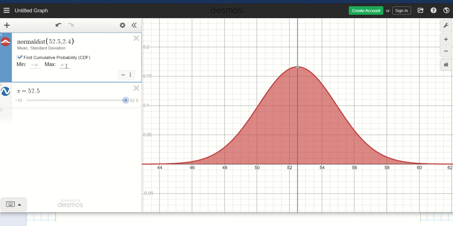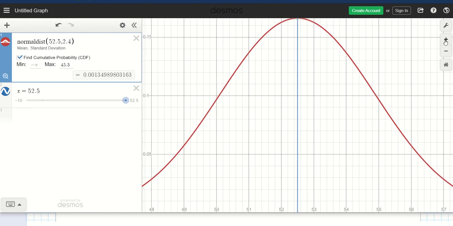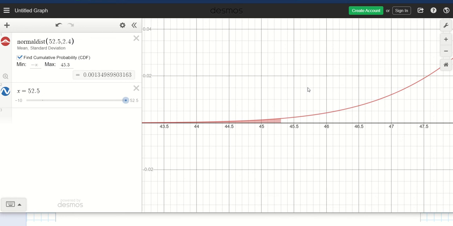Which means that the maximum value has to be 45.3 here in order for this to show us the right area. And as you can see, it's so small, it doesn't really show. You can try to zoom in to see it better, but this area is so tiny, it's hard to see. So this area right here is this number right there. This number is not exactly the same number that we got, unless I entered the wrong value, no, it looks like the right value.